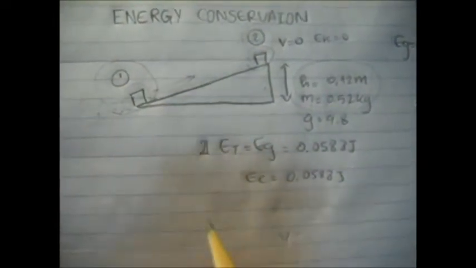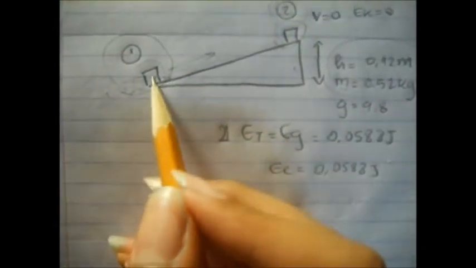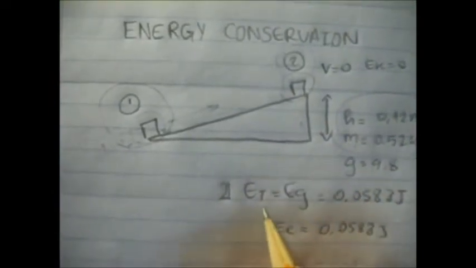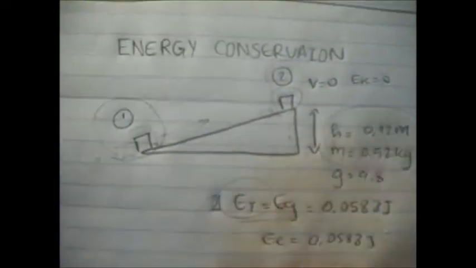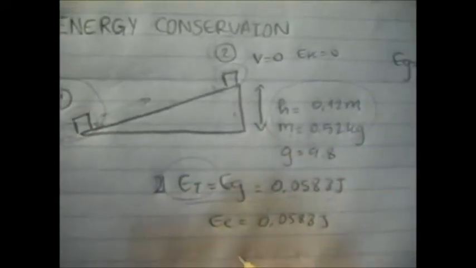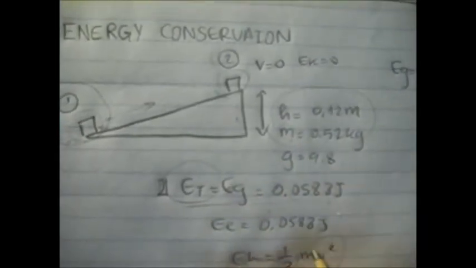The kinetic energy once the elastic is released at this point would be equal to the total energy, 0.0588. And in order to find the velocity, I would use this equation, and when I solve for v, that would give me 1.5 meters per second, and therefore I can find the velocity of the car when it just starts moving.